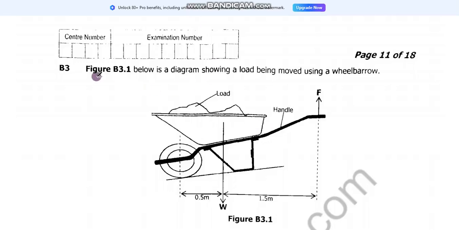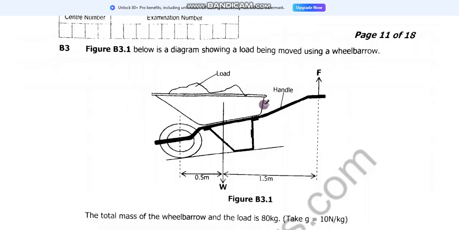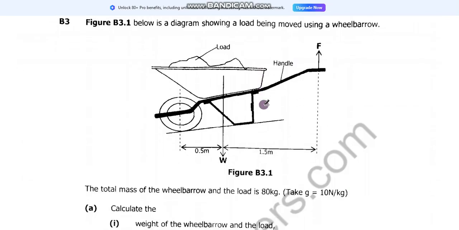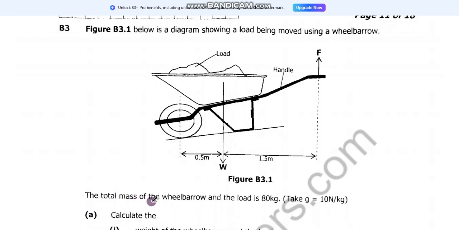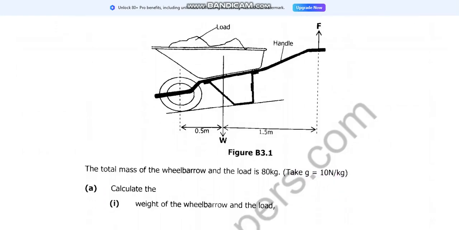Okay, so the question reads: figure B3.1 below is a diagram showing a load being moved using a wheelbarrow. So this was the load which was being moved by a wheelbarrow. Then they are saying the total mass of the wheelbarrow and the load is 80 kg. Take gravity as 10 Newton per kg. So therefore, question A, they are saying calculate the number 1 weight of the wheelbarrow and the load. So we already know the mass of the wheelbarrow and the load to be 80 kg.